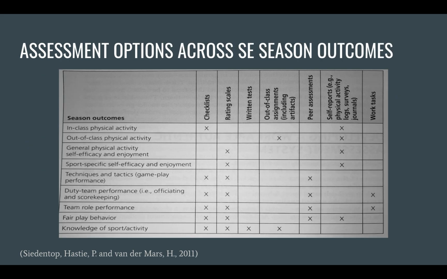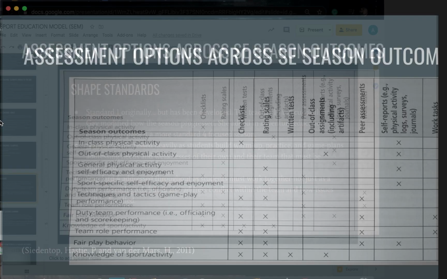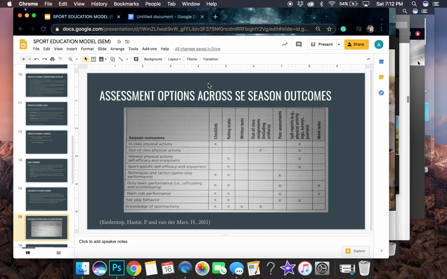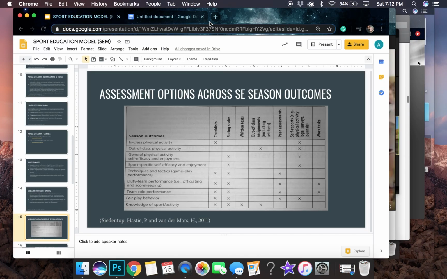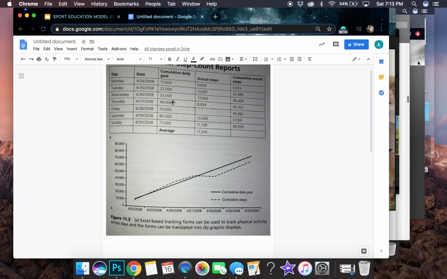In the Sport Ed book, it shows some assessment options that align well with the model. These include checklists, rating scales, homework, peer and self assessments, and many more. So, as most of you probably know, the Sport Ed book is a really great resource for finding assessments and explains how to deliver it to students.